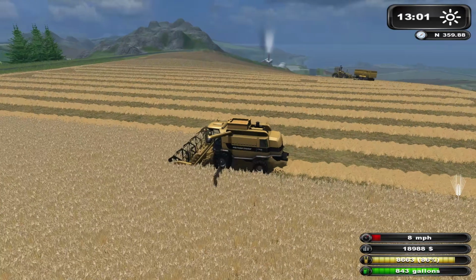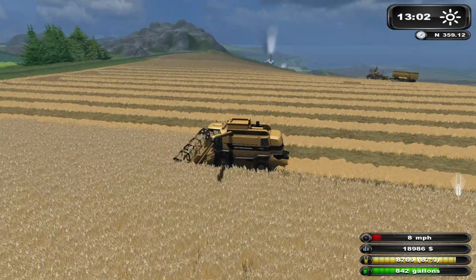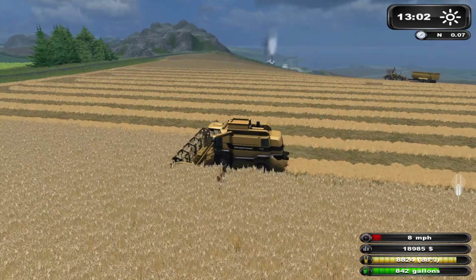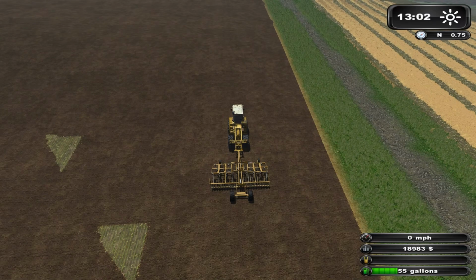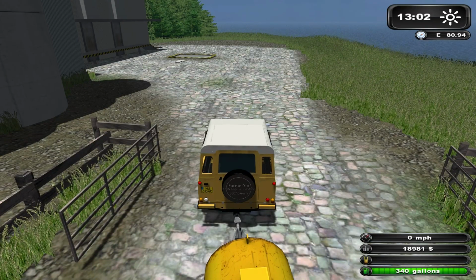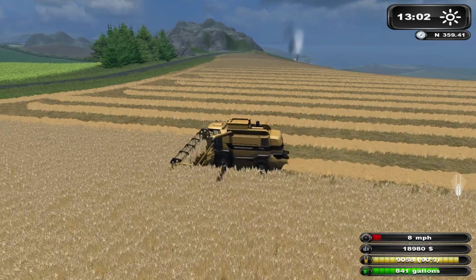One other thing that I didn't mention on the vehicle camera. We notice here we're at the side of the combine. Let me switch over to another vehicle real quick. To there. Now let me switch back. Oops. Wrong way. And you see we're still at the side.